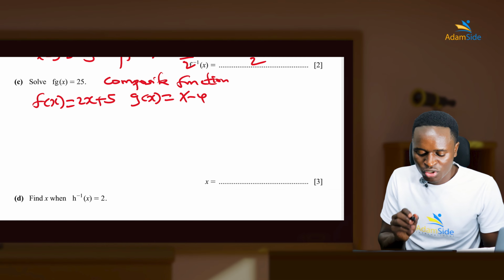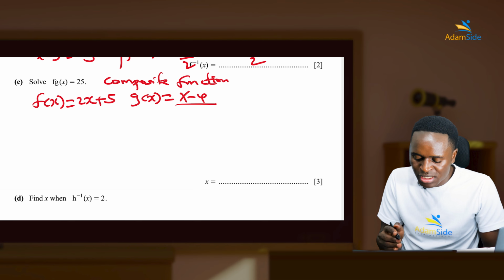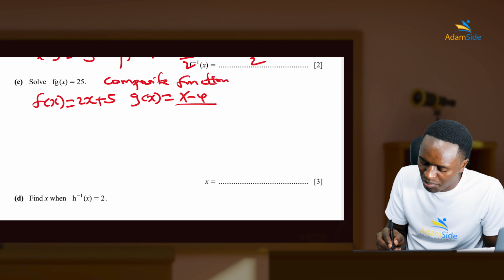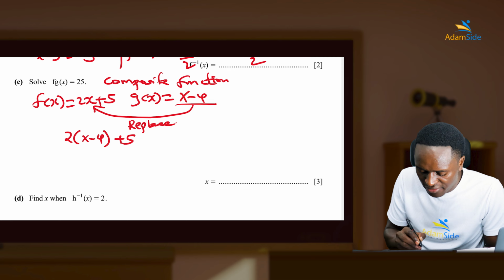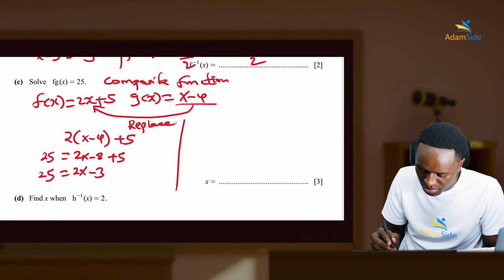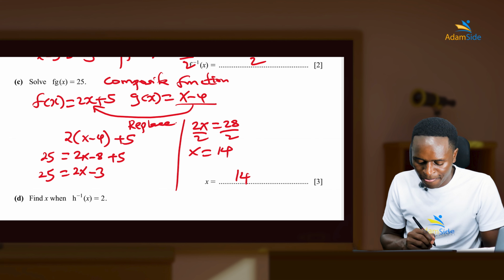So what does fg of x mean? We need to use g of x, the output of the function g of x, as input in function f of x. So where there is x, replace it with x minus 4. So we say 2 into x minus 4 plus 5. We say 2x minus 8 plus 5, and your question, remember, this is equal to 25. So we say 2x minus 3 is equal to 25. Then take the other side. Your answer will be 2x is equal to 28, divided by 2, x is equal to 14. And this becomes your answer.